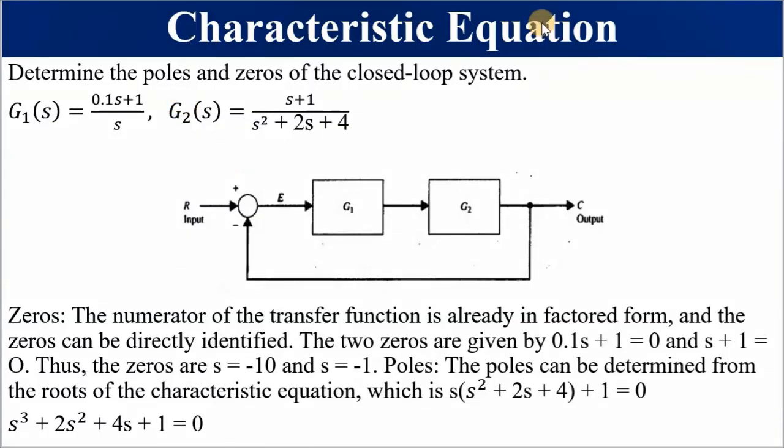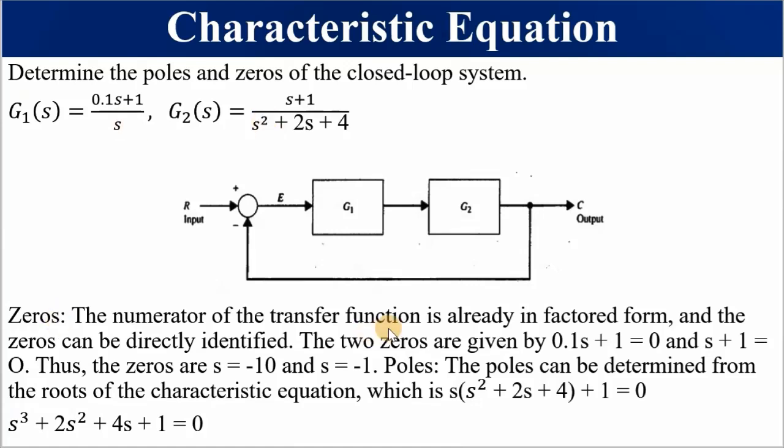More on characteristic equation. Determine the poles and zeros of the closed loop system. You remember closed loop system in our introductory topic, and this time we've got two gains, G1 and G2, and these are their transfer functions. G1 is equal to this, G2 is equal to this, and we'll start by having a look at zeros.